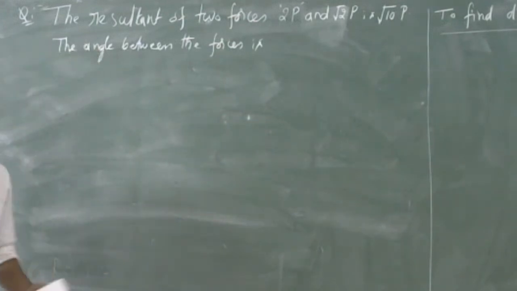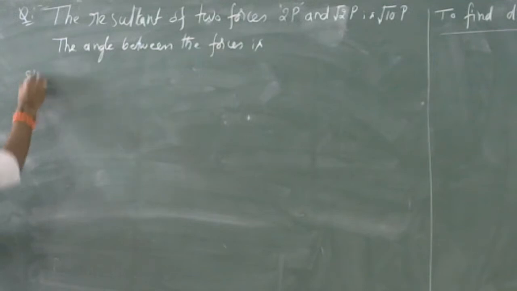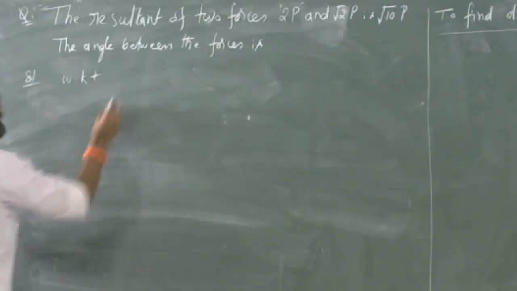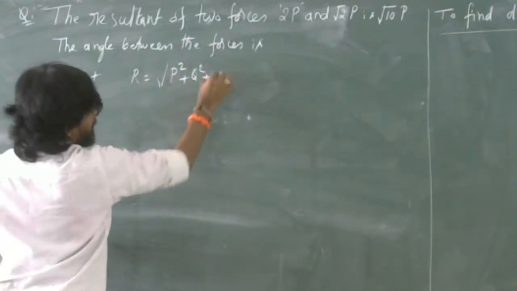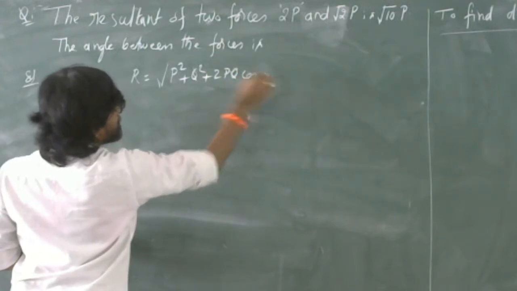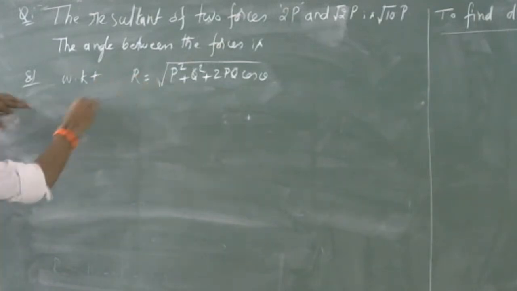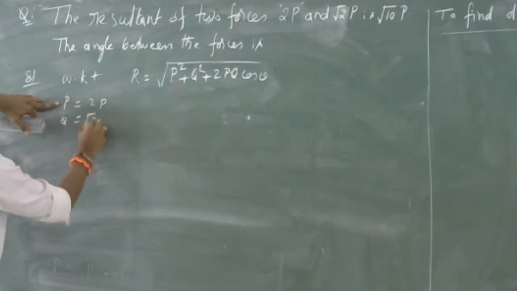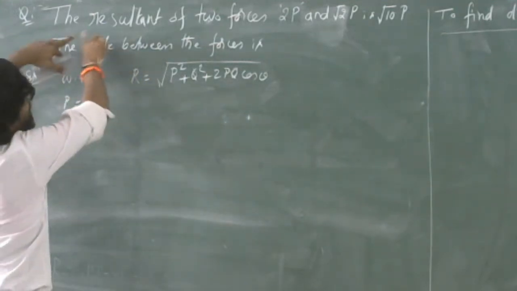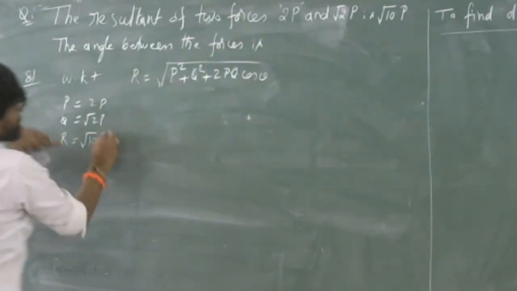How? What is the formula for the magnitude of the resultant of two vectors? Yes, we know that R is equal to square root of P square plus Q square plus 2PQ cos theta. Here the magnitudes of the two vectors are given. P is equal to 2P, Q is equal to root 2P, and the resultant of these two forces is root 10P. That means R is equal to root 10P. Is it clear?